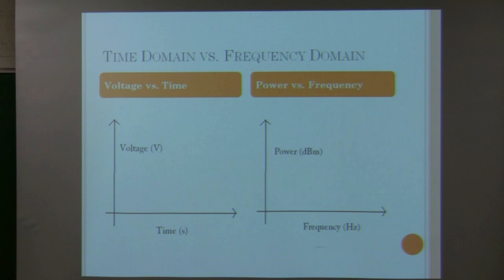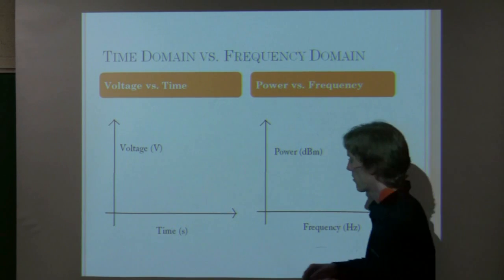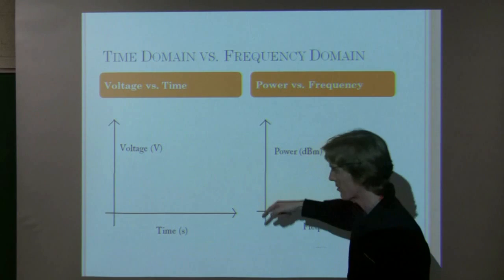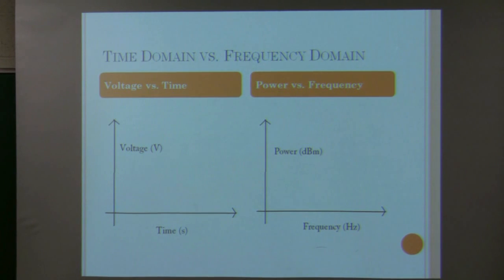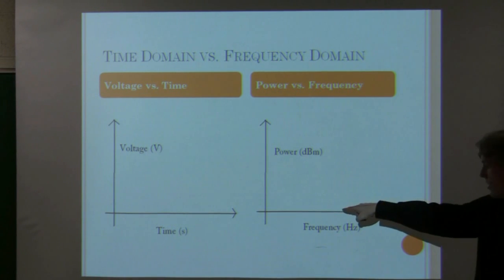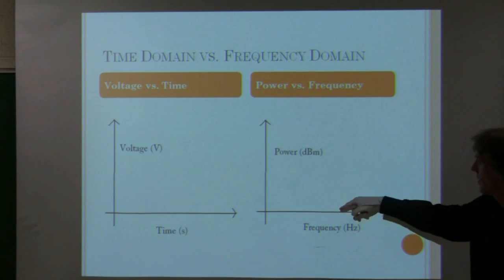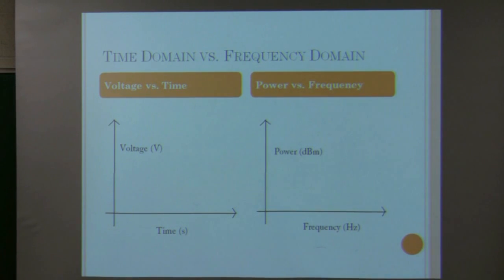So one is a graph of voltage versus time. If you were to plot out a sine wave, for example, it would look like this. It would be oscillating back and forth. If you took that same signal and looked at it in the frequency domain, what you should see is one peak corresponding to the power level of that signal, at the frequency of oscillation. So pretty much a sine wave in the time domain is equal to an impulse in the frequency domain.